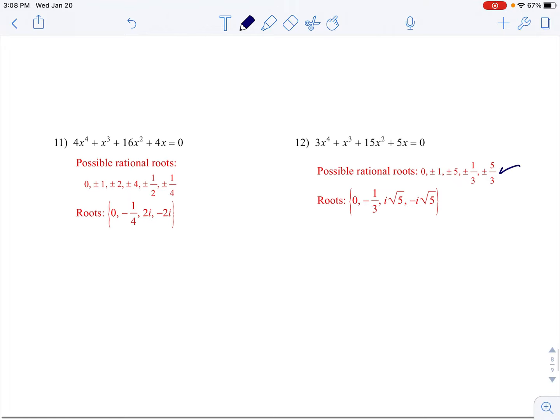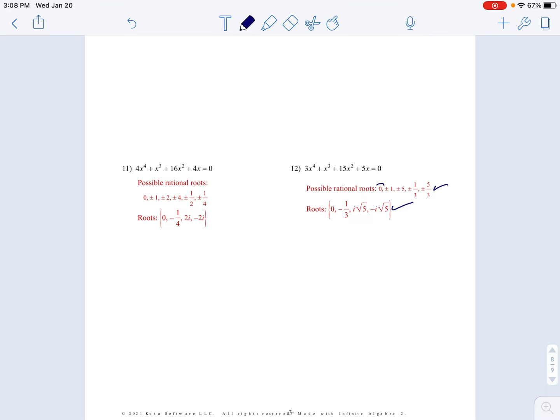So here is our list. Okay, 0 is a possible rational root. I don't really do that because it's automatically an answer, but okay, take it for what it's worth. And then of course those answers right there. If your list doesn't have 0, I'm not too bothered by it.